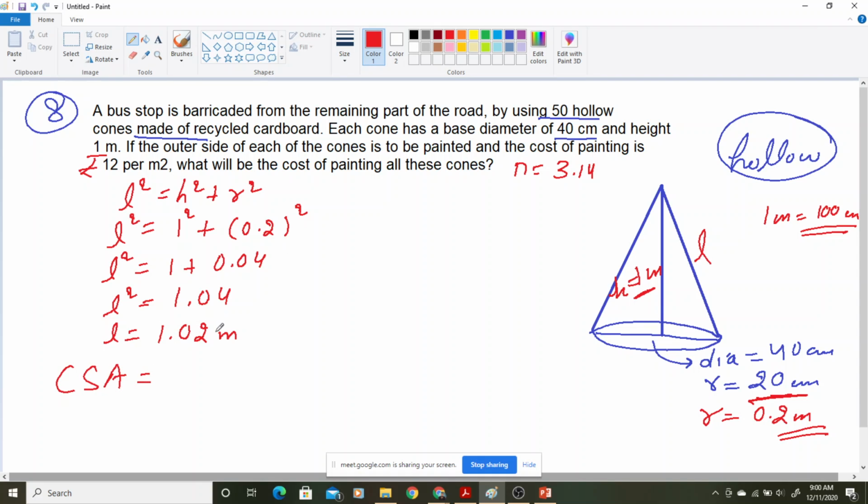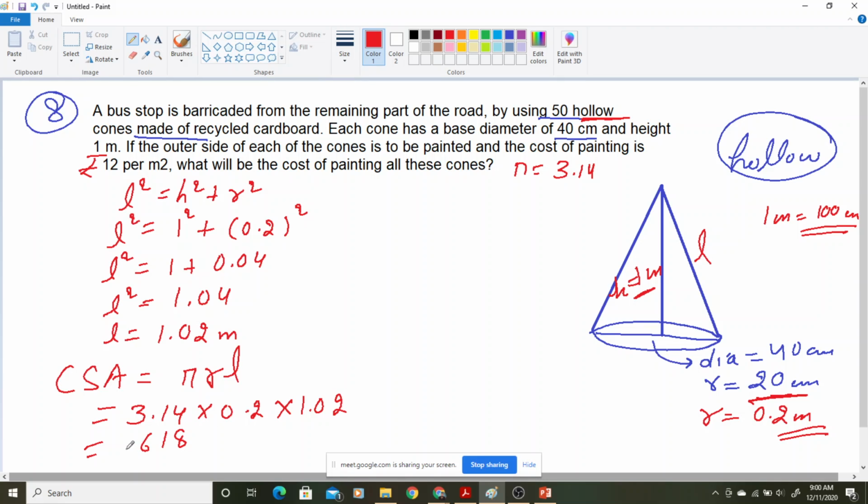Why am I finding CSA? Again, see the same thing, because these are hollow cones. They do not have the base area. So CSA of cone is what? Pi r L. So use the formula, that is 3.14, then R is how much? 0.2 meter, then L is how much? It is 1.02.